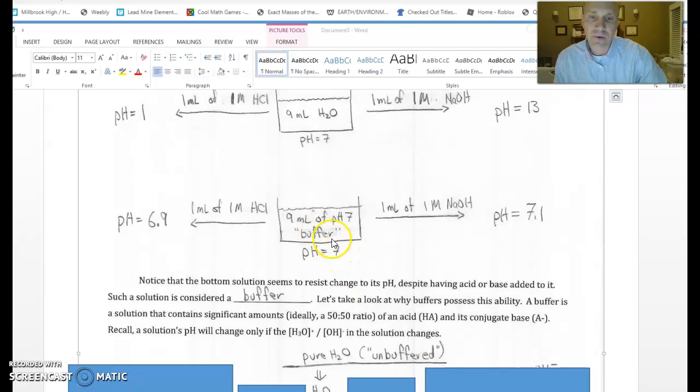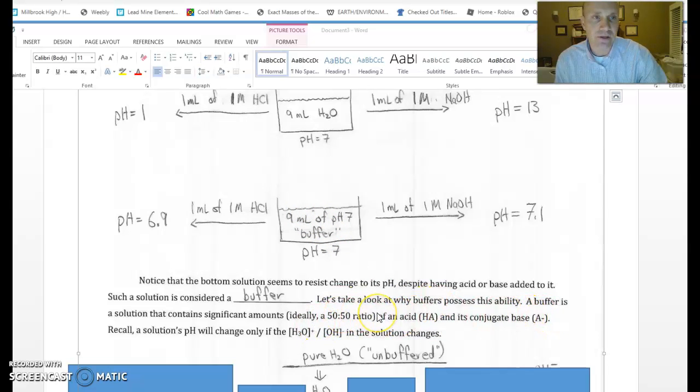Okay. So let's take a look at why buffers have this particular property. First of all, what is a buffer? A buffer is going to be a solution that contains significant amounts, ideally a 50-50 ratio, but it doesn't necessarily have to be exactly 50-50. You just have to have significant amounts of both the acid form of a weak acid, HA, and its conjugate base, A-. So you want a solution that within that solution you're going to have roughly 50% HA and 50% A-.